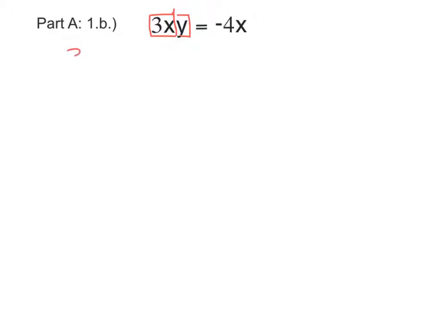So 1 is 3x. d2, that's the differential of y. Well, the derivative of y is just 1, so the differential is 1 dy. 1d2 plus 2d1. 2, the differential of 3x, is 3 dx. There we've used the product rule on the left-hand side. Now go over to the right-hand side of the equation, take the differential of that, negative 4 dx.